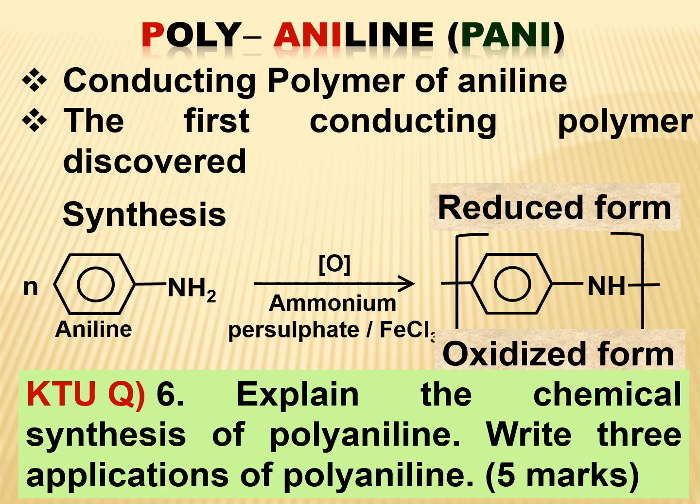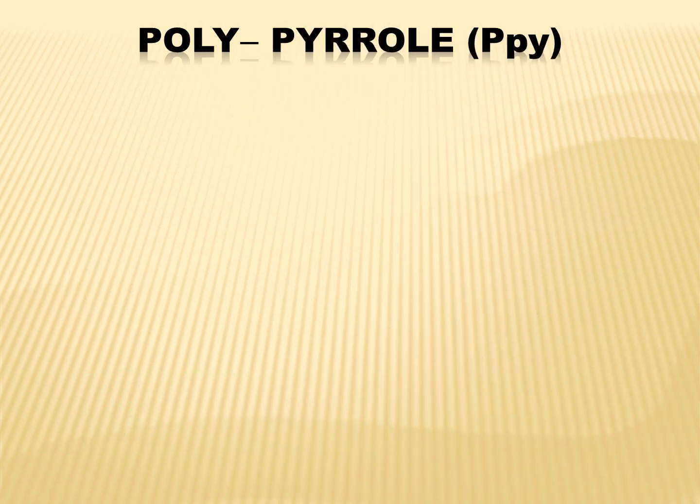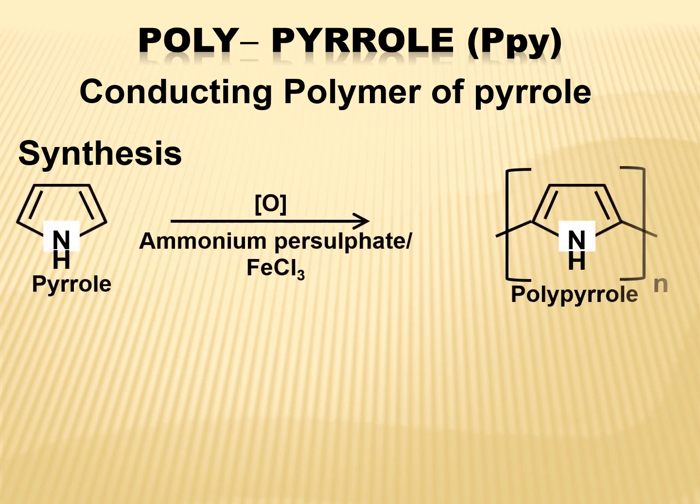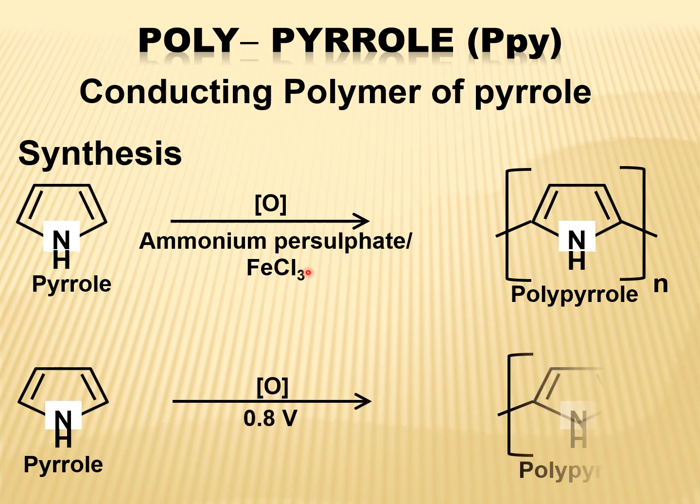The next important conducting polymer is polypyrrole, represented as PPY. Polypyrrole is a conducting polymer of pyrrole. Let us see the synthesis. Here again there are 2 methods. One is the chemical method. This is pyrrole. Pyrrole is oxidized to polypyrrole using some oxidizing agents, ammonium persulfate or ferric chloride. The same thing can be done by passing electricity. That is the electrochemical method. Pyrrole converts to polypyrrole by passing electricity.